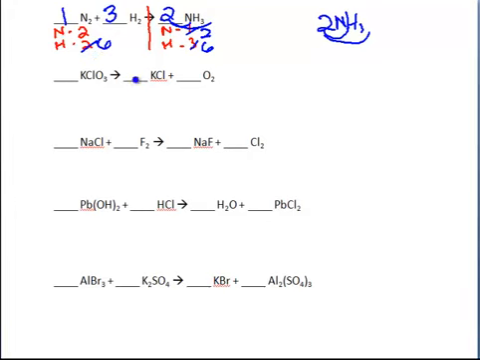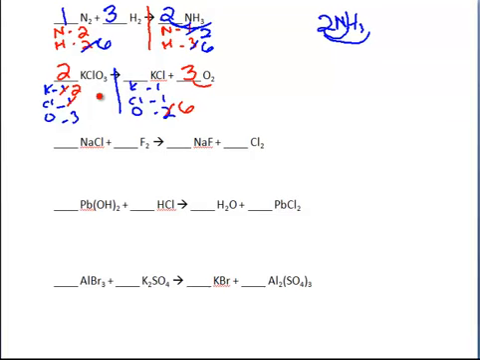Okay? Let's look at the next one. Draw my line down. K, Cl, and O. I have 1 K, 1 Cl, and 3 O's. 1 K, 1 Cl, and 2 O's. Once again, least common multiple. I'm going to put a 3 there. Gives me 6 oxygens. 3 times 2 is 6. And over here, if I put a 2, well, now I've got 2 potassiums, 2 chlorines, and 6 oxygens. Okay, my oxygens are balanced. If I put a 2 here, I get 2 chlorines and 2 potassiums.